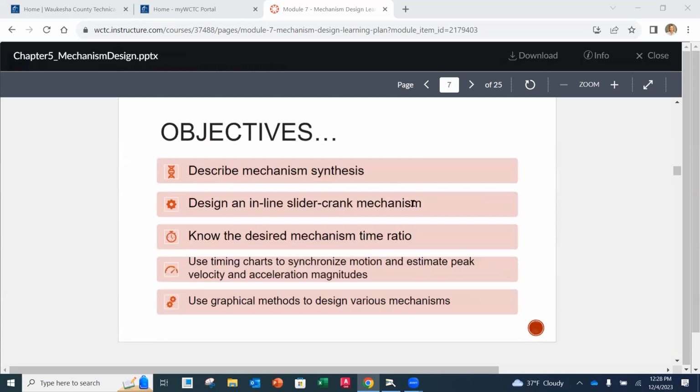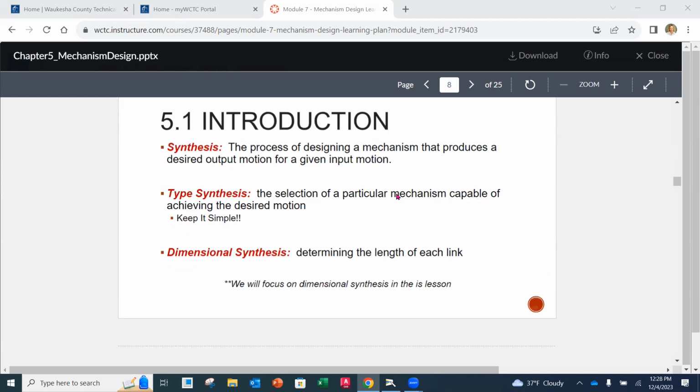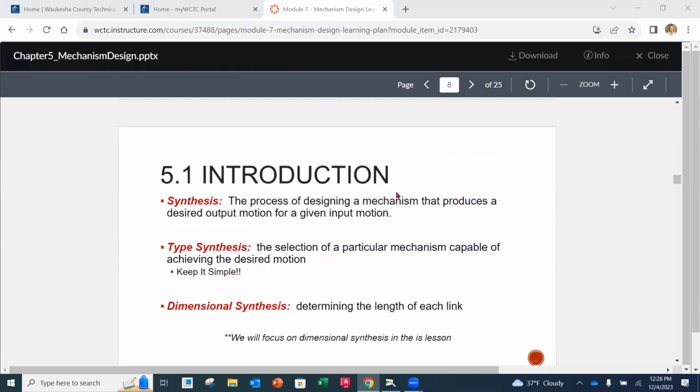So our objectives here in chapter 5 are to, number 1, describe mechanism synthesis. We'll do that early on. Design an inline slider crank mechanism. Know the desired mechanism time ratio, and then use timing charts to synchronize that motion, and then also use graphical methods to design various mechanisms, okay? And then the process involved in that. What's nice is we're going to find out that they do have a step-by-step process here for us to follow, which makes it nice.